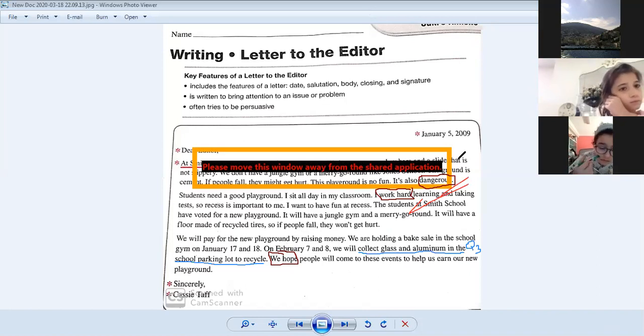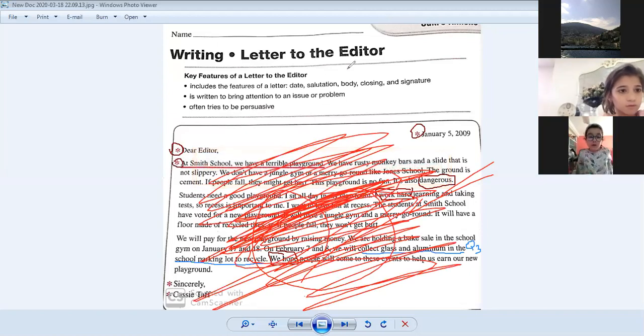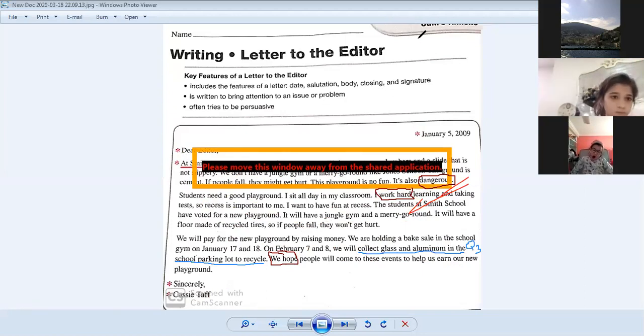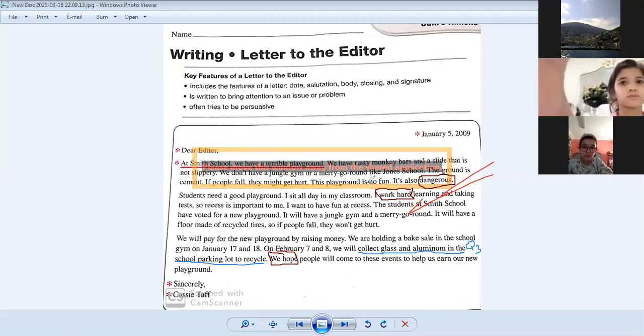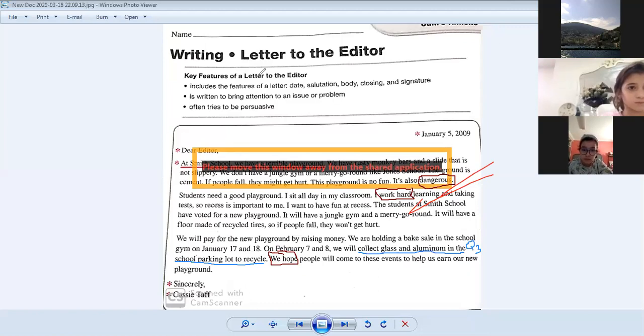Rital, I repeated number one so many times. You have to draw a star next to the date, next to the solution, next to the body. Here are the stars. Who is drawing? The boxes are the persuasive words. Persuasive is how they wanted to convince the readers to help them. Layan, stop drawing.